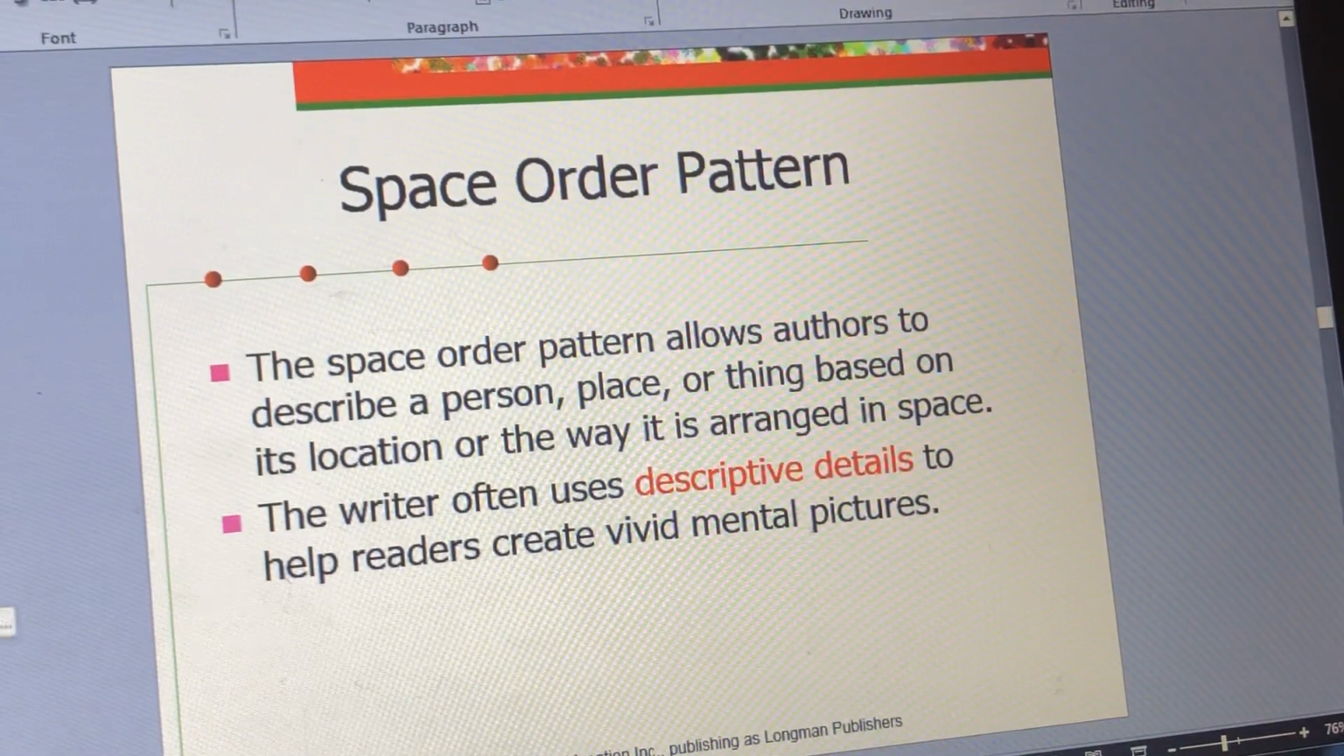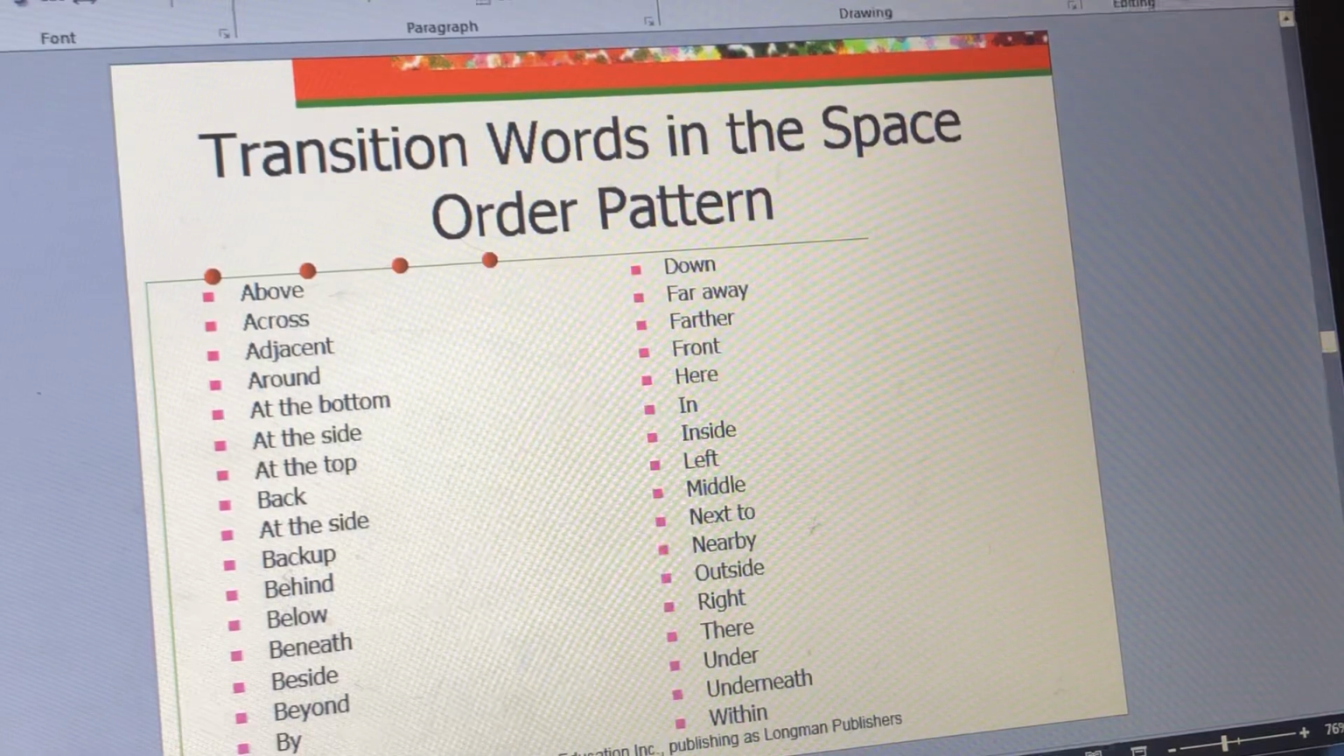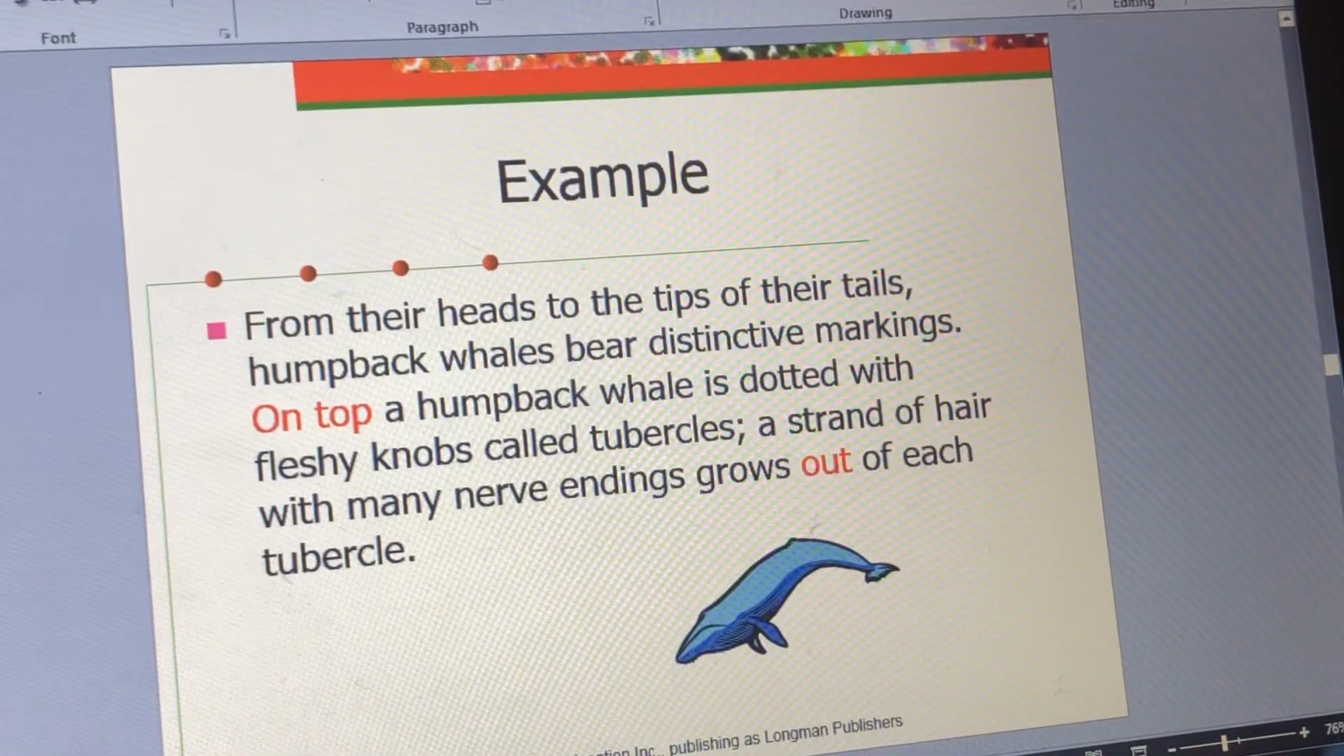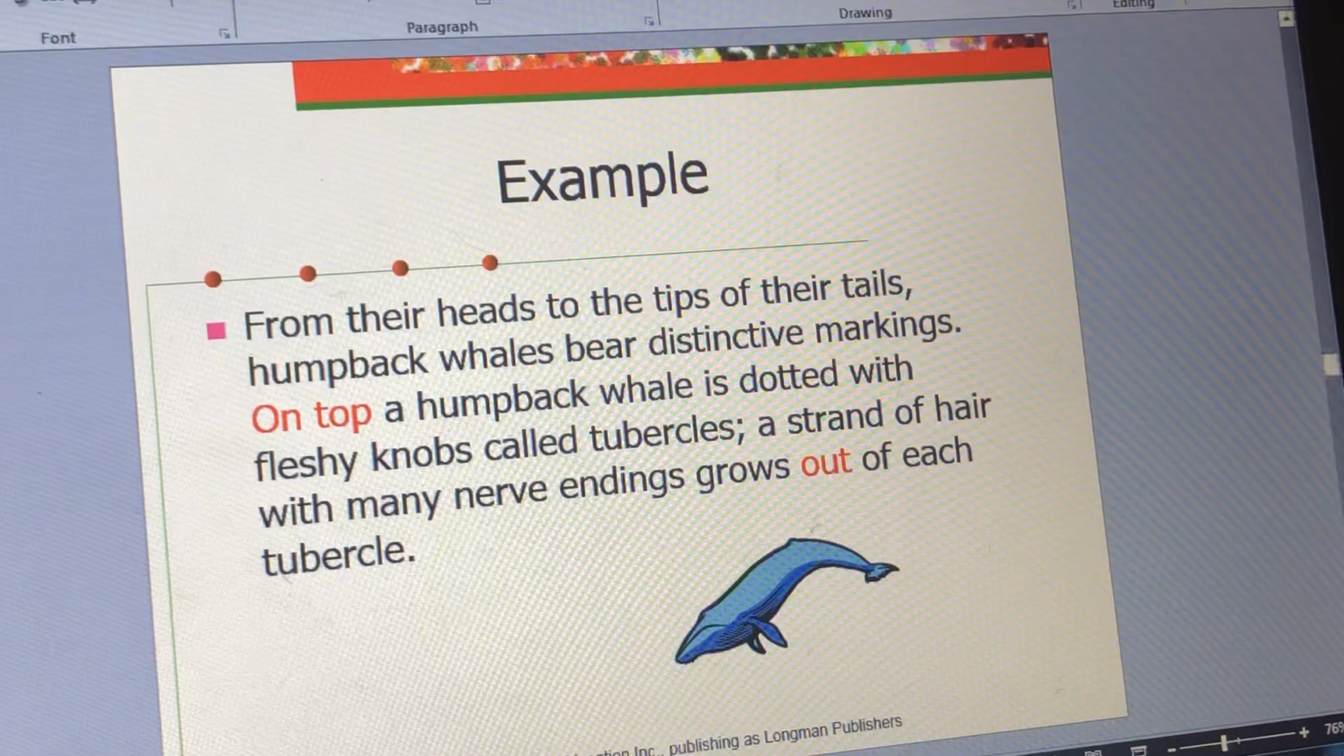Okay, so again, here's some space order patterns. I'm not going to spend too much time talking about this. The PowerPoint will be up. You can look at it anytime you want. From their heads to the tips of their tails, humpback whales bear distinctive markings. On top, a humpback whale is dotted with fleshy knobs called tubercles. A strand of hair with many nerve endings grows out of each of the tubercles.